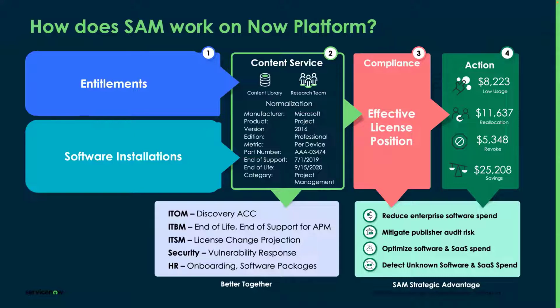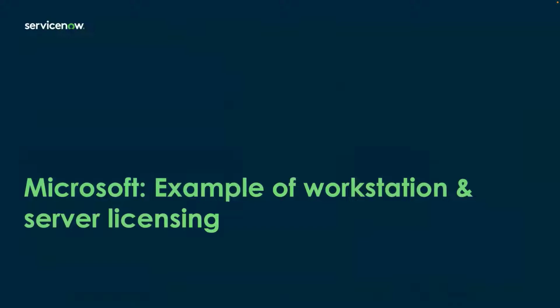So I think this is a great way of showing where entitlements, installations, and the effective license positions sit in SAM. I'd like to move to the next segment, and I want to focus a little bit more now on Microsoft. So this is the main event. I want to understand how does this all work for Microsoft?